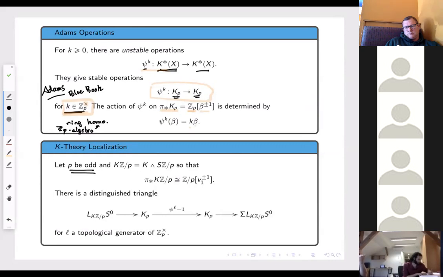Okay. So mod p K-theory is going to be K smash this Moore spectrum for Z mod p. Its homotopy groups are just Z mod p adjoin v1 plus or minus 1. You can compute that using the long exact sequence on homotopy groups. Sorry, that's wrong. That's beta.